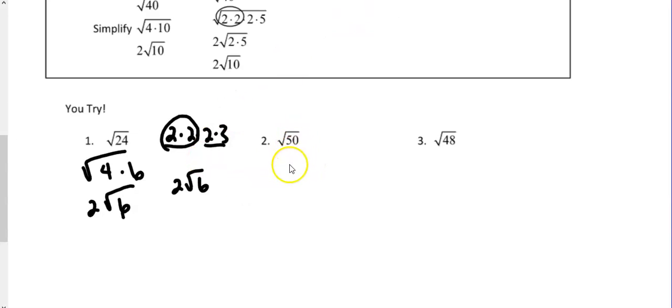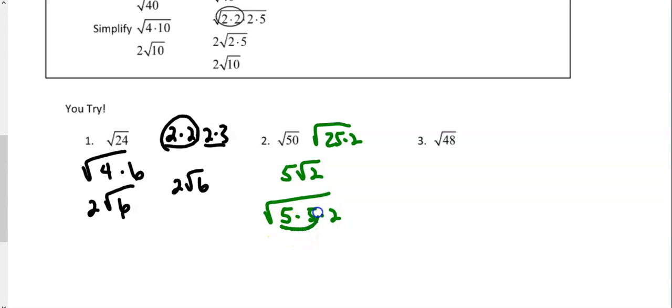If I look at 50, I know that's the square root of 25 times 2. The square root of 25 is 5. I'm left with the square root of 2. Or 5 times 5 times 2, there's my pair. I'm still left with 5 square root of 2.